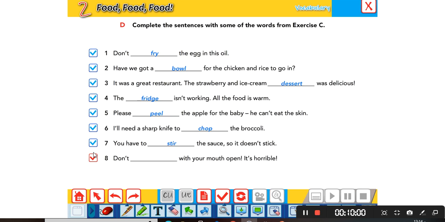Number 8, don't space with your mouth open. It's horrible. What do you usually do with your mouth? You chew. So don't chew with your mouth open. It's horrible. Of course, it's a bad habit.